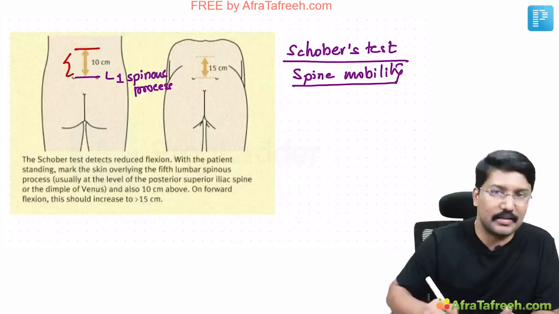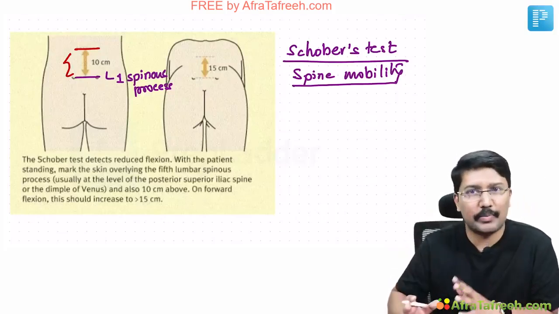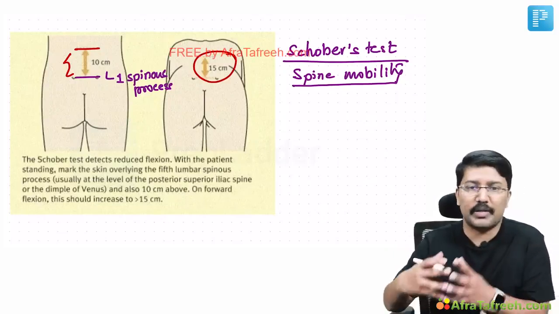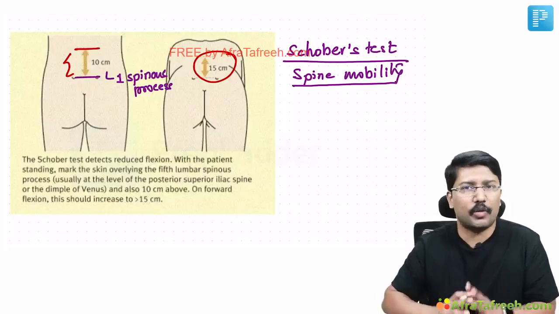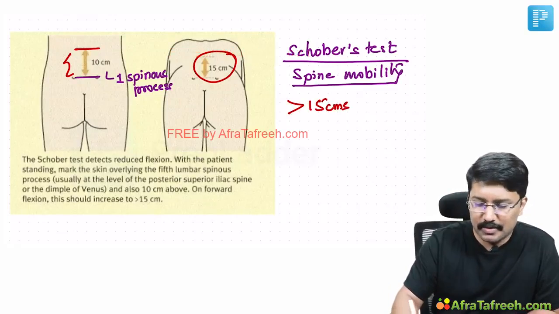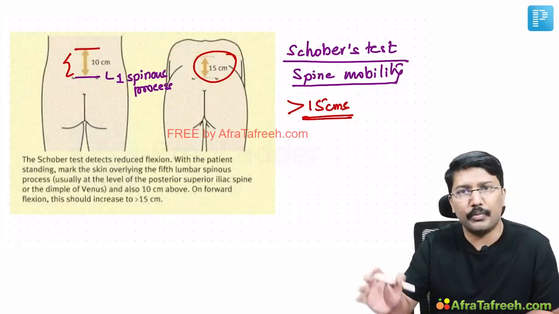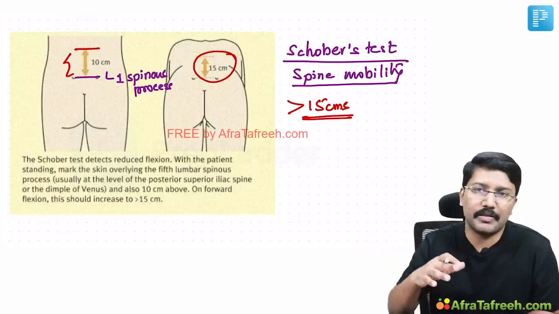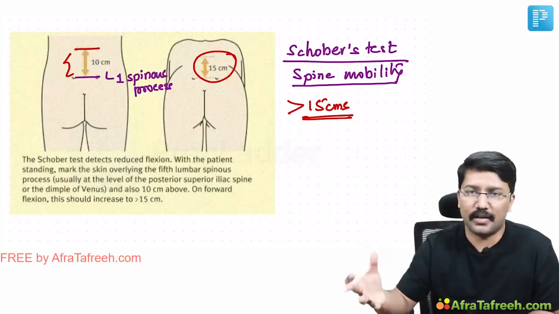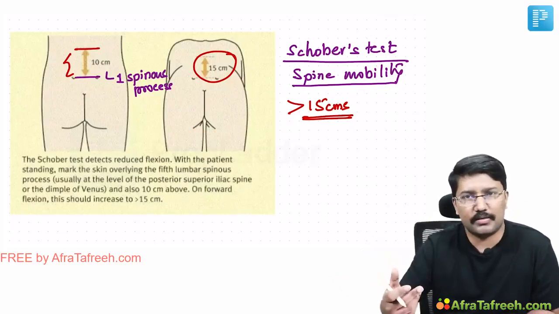To start with, that was 10 centimeters. If the person has normal spine mobility, it should become more than 15 centimeters. If it has become more than 15 centimeters, then there is normal spine mobility. The 10 centimeters has increased by 5 centimeters, becoming 15 centimeters. If it is less than 15 centimeters, you can say there is reduced spine mobility. One of the important differentials in that case would be ankylosing spondylitis.